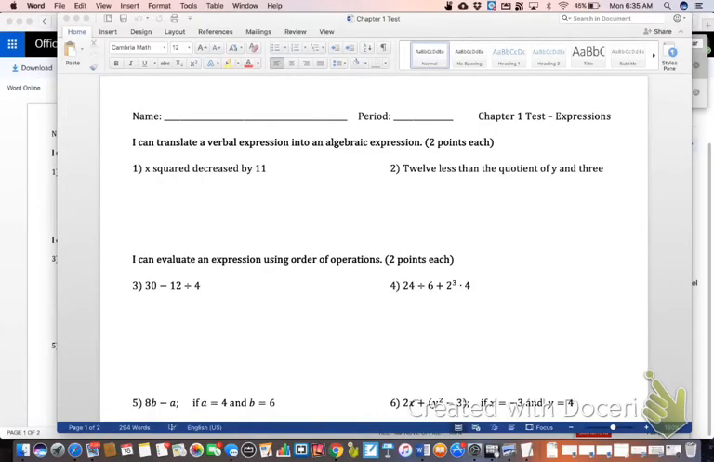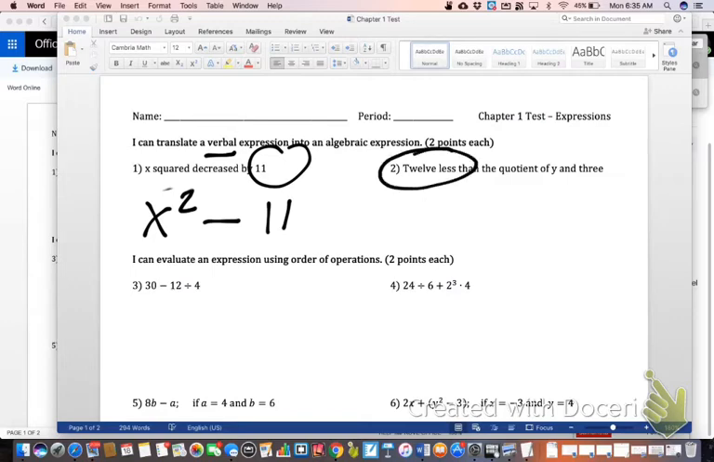Okay, for the first two problems, we're going to translate them into expressions. And this says x squared. So that means it's going to be x with an exponent of 2. This says decreased by, so that means subtraction, 11. So you should have x squared minus 11.